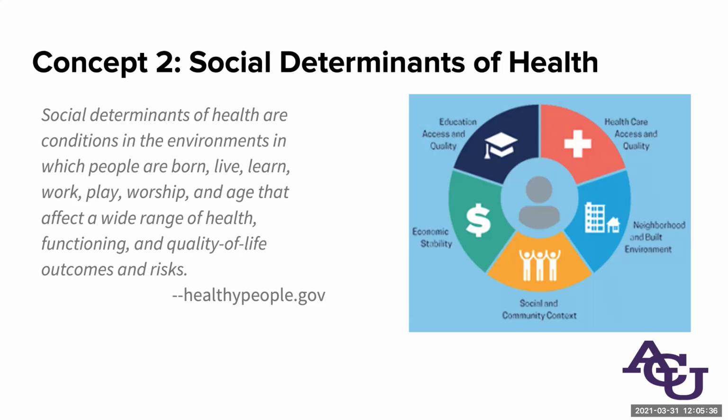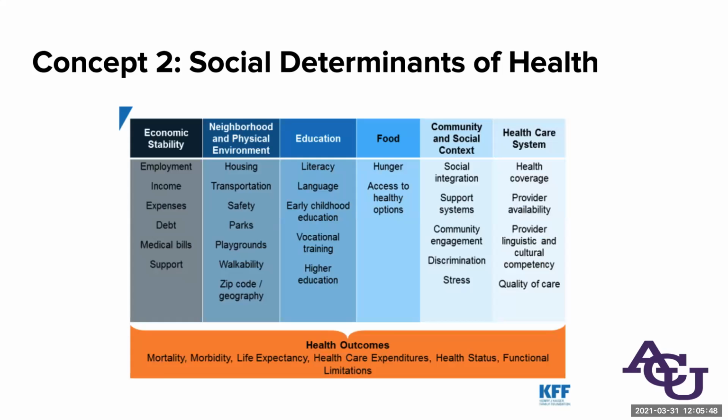Now, looking at different models, you can see on the right we have a visualization that breaks this into 5 sections. The common list you'll see has as few as 5 and as many as 21, and it's all about how you cluster these things. Here's an example that breaks the determinants into 6 broad categories: economic stability, neighborhood and physical environment, education, food, community and social context, and the healthcare system. I like this one because, to me, this is the most logical way of sorting this out. You'll find many different ones in the literature.